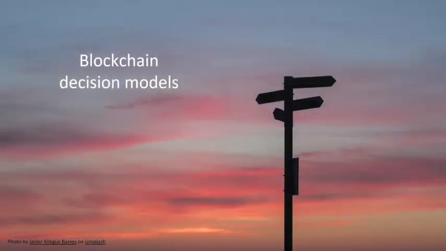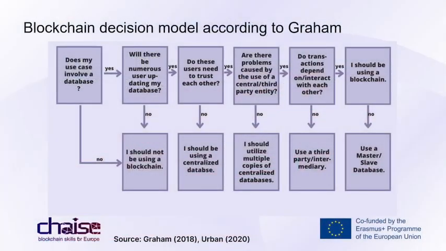With the use of a decision path, you can clarify whether, and if so, which type of blockchain you should apply to your use case. As already shown in Lecture 4.1, there are various decision models for the application of blockchain technologies. We will now present a few well-known models that can help to determine whether the blockchain technology makes sense for a selected use case.